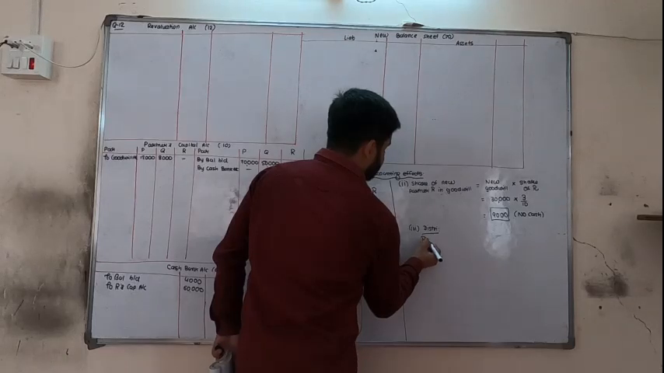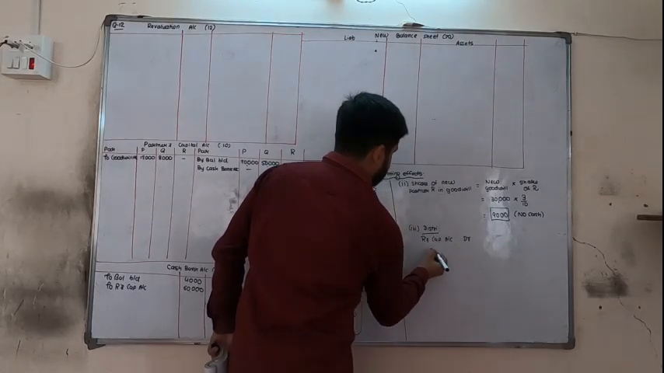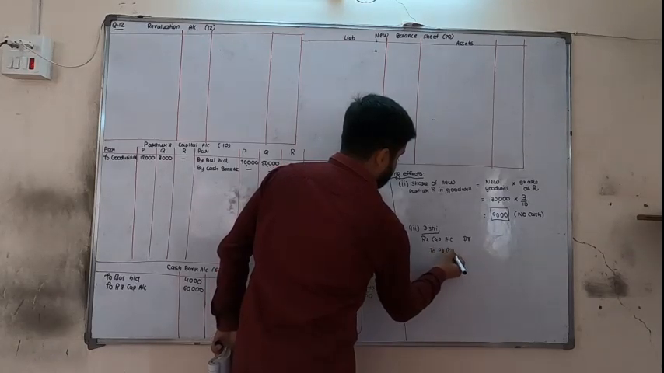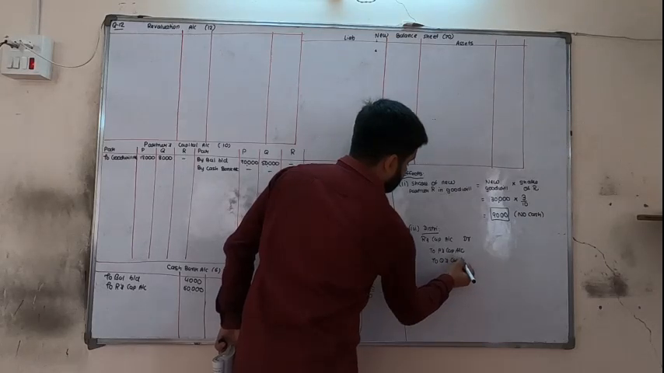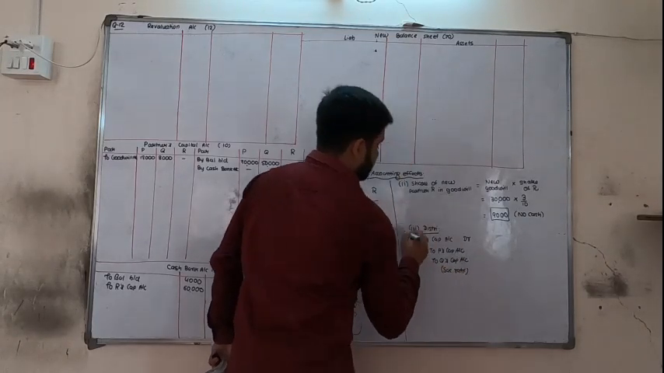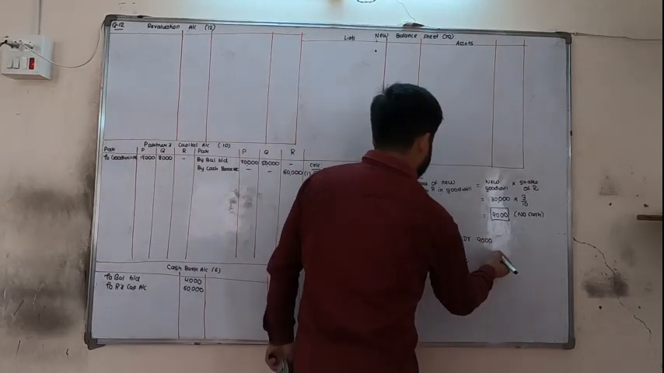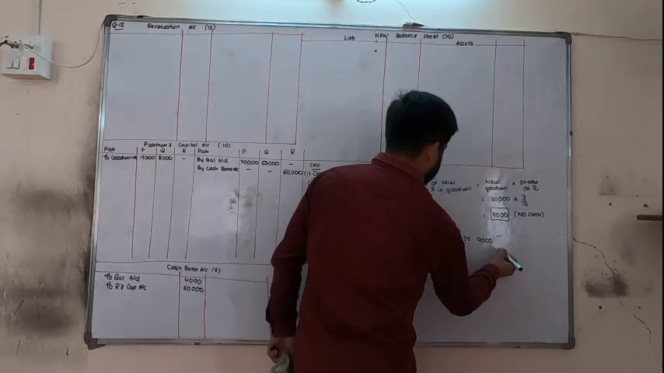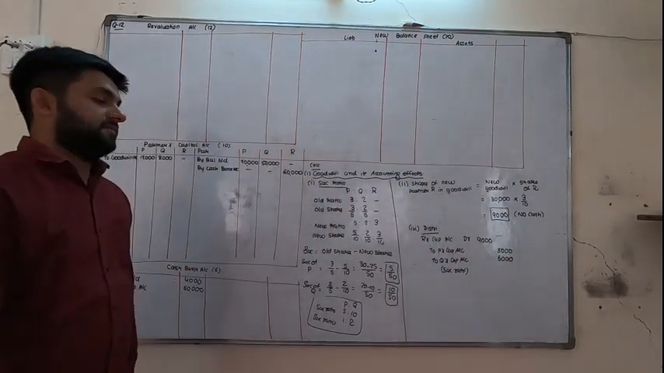Entry would be R's capital account debit to P's capital account, to Q's capital account in sacrifice ratio. Now R will be debited with 9,000. P and Q sacrifice ratio 1 is to 2, so 3,000, 6,000.